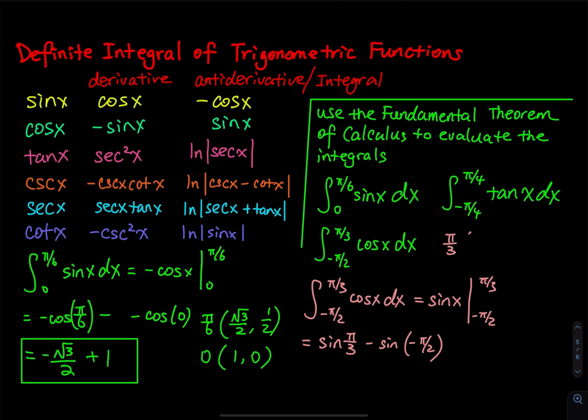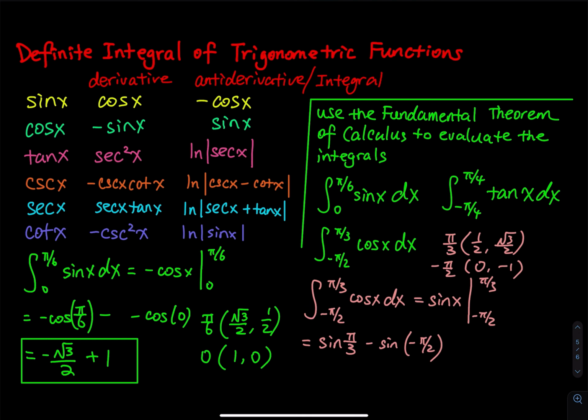So at pi over 3, what is the coordinate? The x coordinate is 1/2, the y coordinate is root 3 over 2. And then at negative pi over 2, which is 90 degrees clockwise, that is equal to 3 pi over 2. At that point, x is equal to 0, y is equal to negative 1.